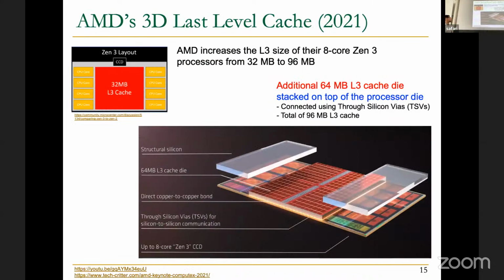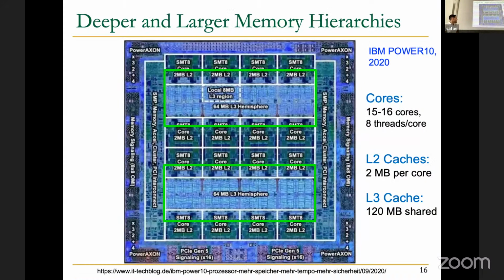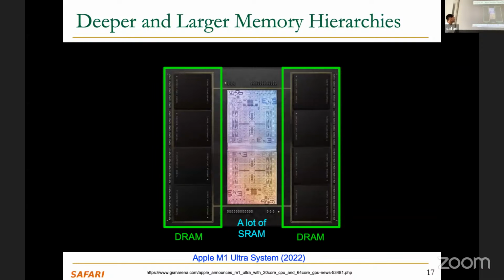This is a trend. We are seeing deeper and deeper caches on your system. This is another example, an AMD processor that has 64 megabytes of L3 cache using 3D stack integration. And this is another example from IBM, again, where the majority of the die itself is dedicated to the caches and to moving data around the architecture.